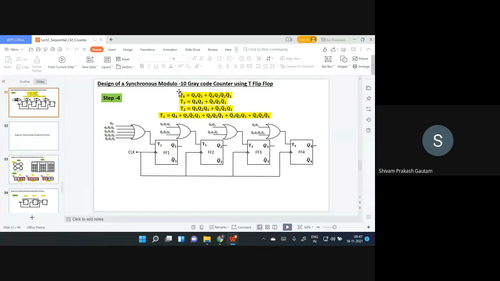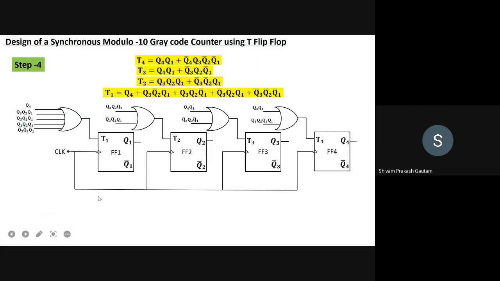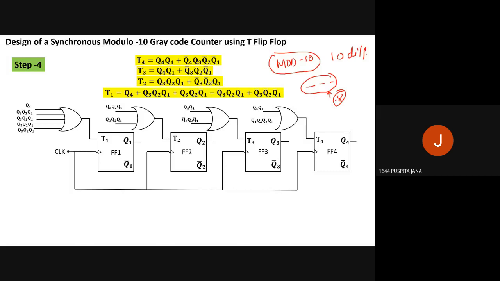Yeah. So you can see that here we have 4 bits. Why? Because we have to make mod 10, right? Mod 10 means it has 10 different states. So how can you represent 10 different states with 3 bits? 3 bits can have a maximum of 8 different states.